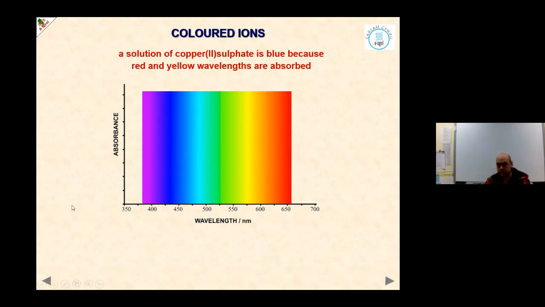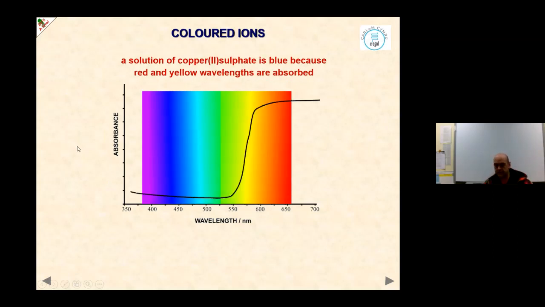Now, on exam papers, you may see graphs that look like this. Obviously, they're not coloured, but we've got a solution of copper sulfate, and it's blue because we've just said the red and yellow wavelengths are absorbed. So in terms of the absorbance chart, this is what we'd see. You can see what colours are being absorbed. These aren't really being absorbed at all. But if we look at the red, we can see it really has been absorbed. So the wavelengths that aren't being absorbed are your blue and your green, hence the colour.